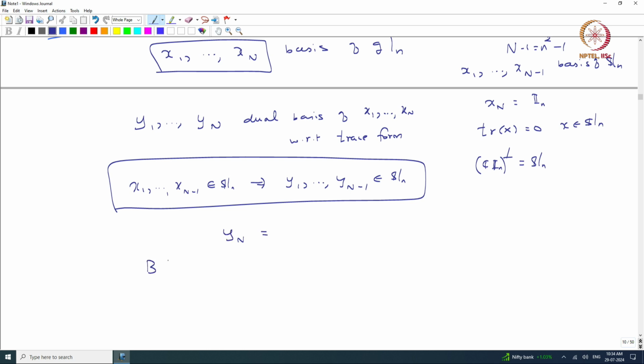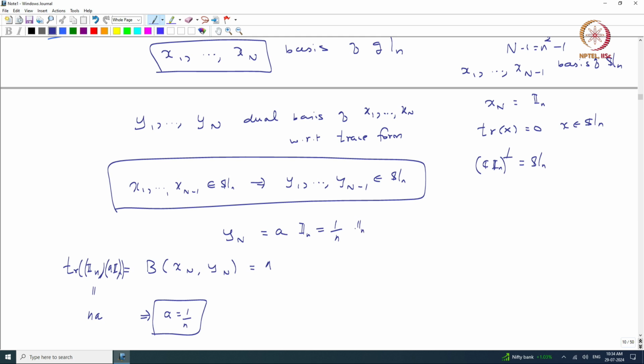Basically the value b of xN, yN should be 1, but this is nothing but the trace of the identity, and this is going to be some scalar. So the product is going to be exactly a times identity, so this is n a. That implies a is just 1 by n. So, this is going to be just 1 by n times the identity.